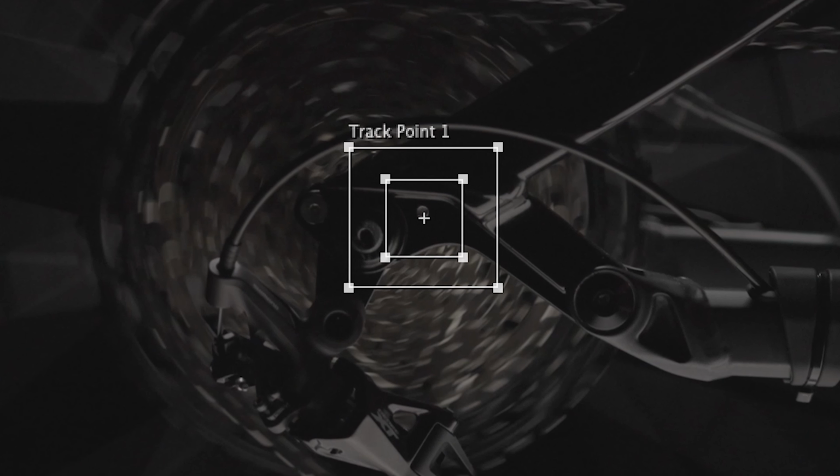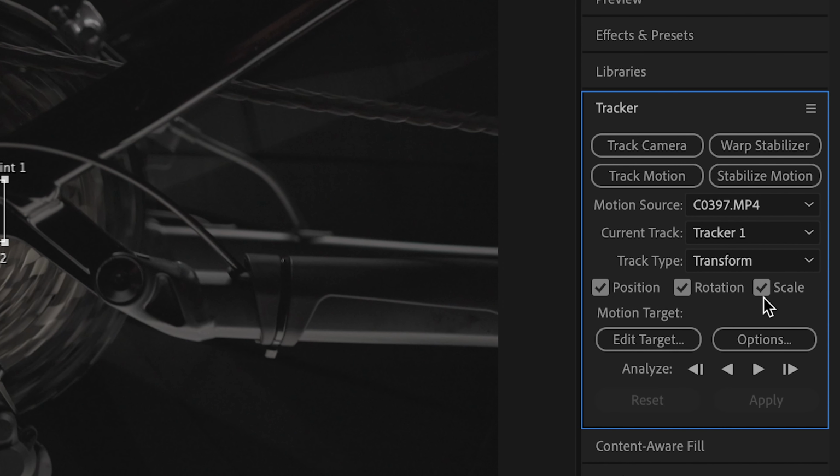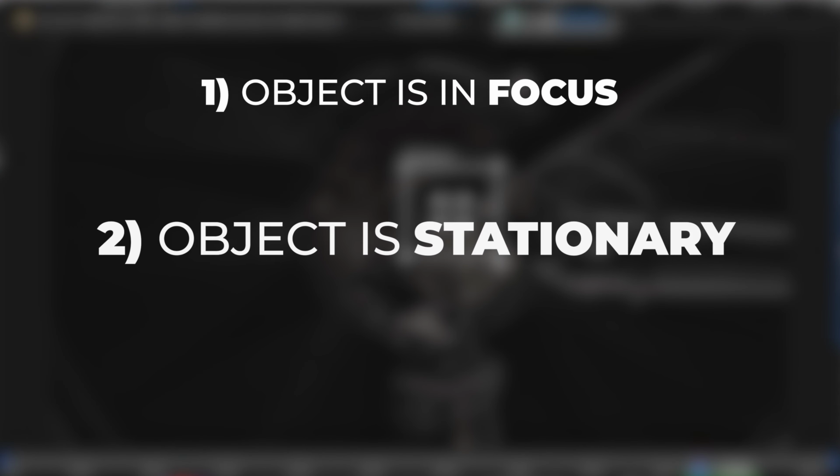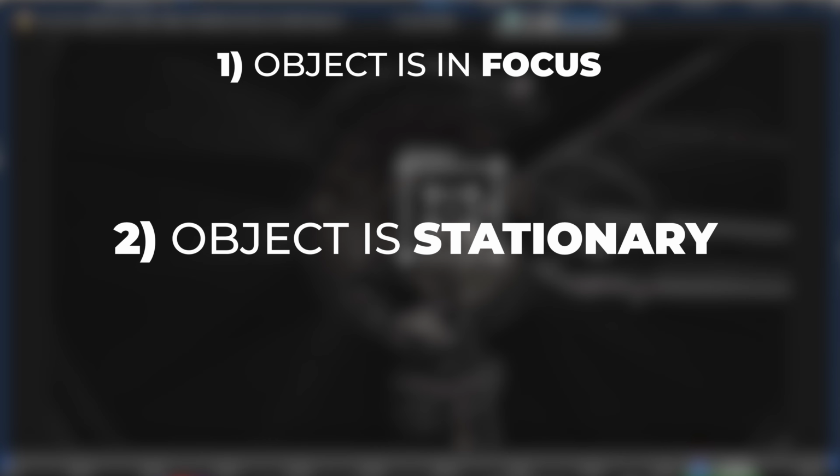By default, this is just going to give you a single track point, which is all that I really need for this example. You can also check rotation or scale over here, but since I'm basically just trying to adjust for some simple shake, I don't really need to worry too much about those, and I can just leave position selected. Really what I'm looking for here is an object that has 3 things. 1, you want it to be in focus. 2, you want it to be semi-stationary. You don't want it to be moving around a whole lot, because when you track that object, that's going to be the thing that After Effects stabilizes everything else around.